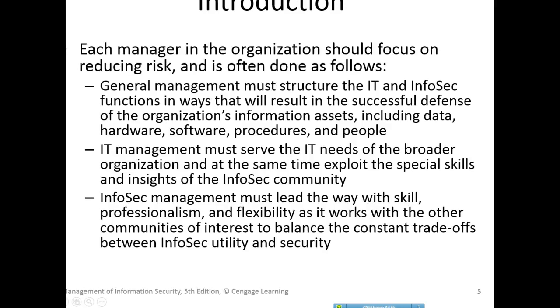So let's look at the 3 communities of interest and how they can manage the risk. General management is one community of interest. They must structure the IT and information security function in such a way that it will result in the successful defense of the organization's information assets. What do we mean by information asset? It can include data, hardware, software, procedures, and people in the company.